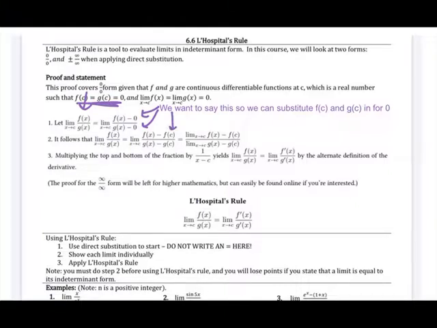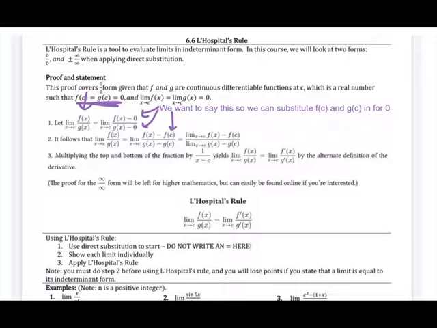So it follows that the limit as x approaches c of f of x over g of x is equal to the limit as x approaches c of f of x minus f of c, which is just 0, over g of x minus g of c, which is just 0. And then I'm not really sure why my Word document moved my x approaches c, but that's okay.